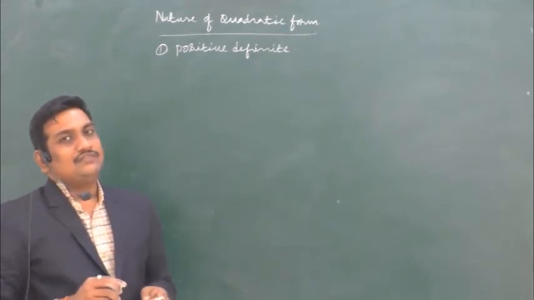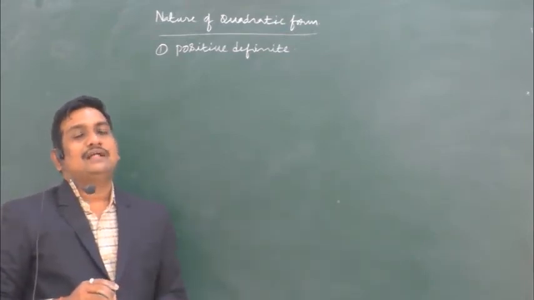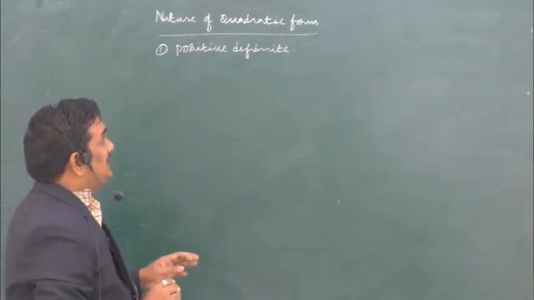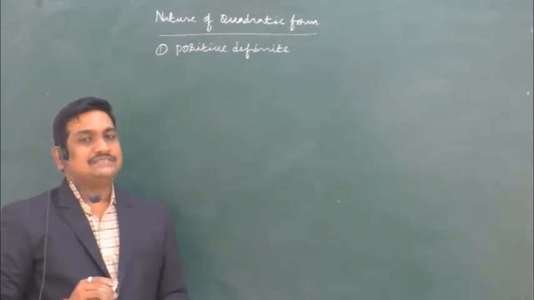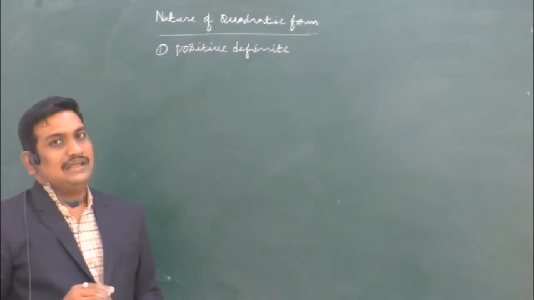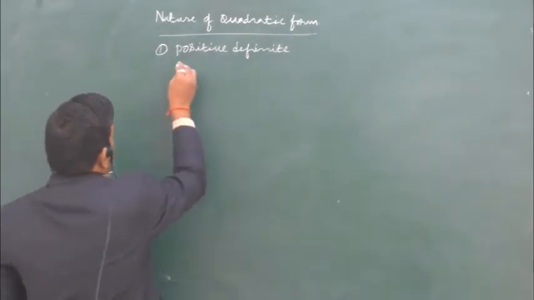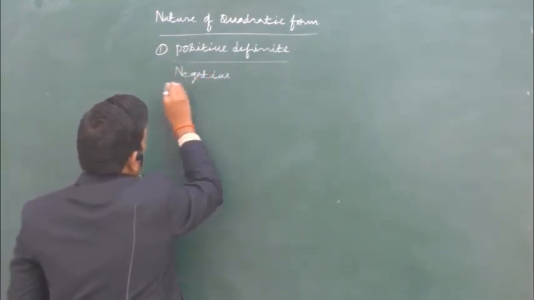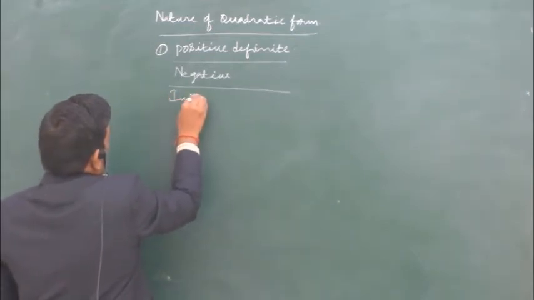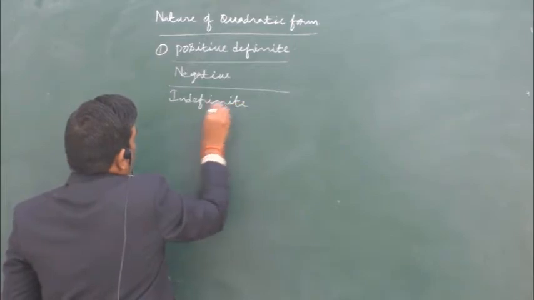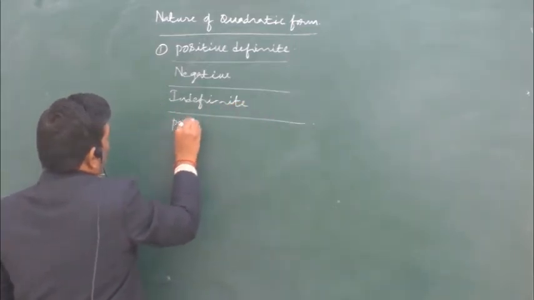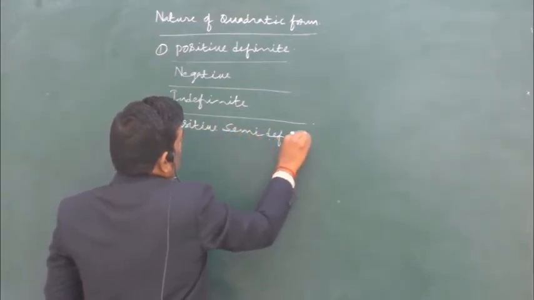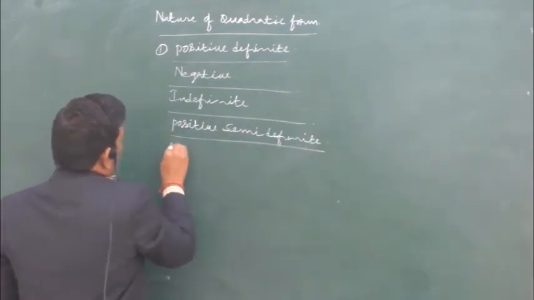negative. Okay, and quadratic form is said to be positive semi-definite if one eigenvalue is 0 and the remaining are all positive. And quadratic form is said to be negative semi-definite if one eigenvalue is 0 and the remaining eigenvalues are negative. Okay, there are totally 5 definitions: positive definite, negative definite, indefinite, positive semi-definite, negative semi-definite.